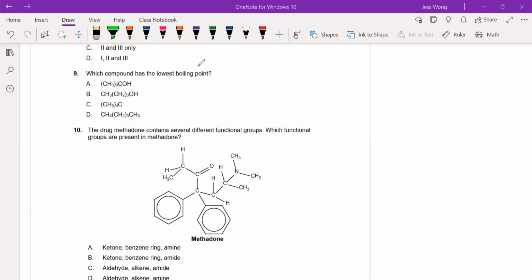Sorry, question 9, the answer should be C. Now, this one contains hydrogen bonding, so they will tend to have a high boiling point. We have this one over here, which has London dispersion forces, but you can see that C is highly branched, with 3 methyl groups attached to it. So it will have the lowest boiling point.